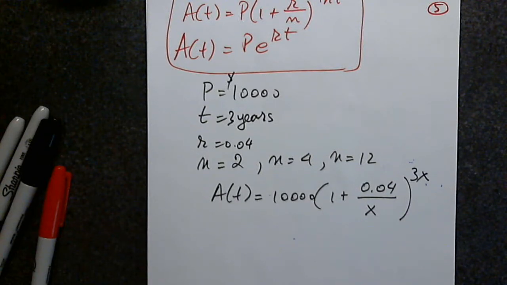Okay, so in parentheses, 1 plus 0.04 divided by x, close the parenthesis, power, in parentheses, 3x, it was 3 years, right? Once you put in this function, then you will go to second and table. I have to adjust this because it always goes back to the default, sorry. So second and table, I will plug in 2 and 4 and 12.